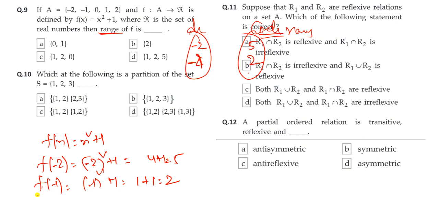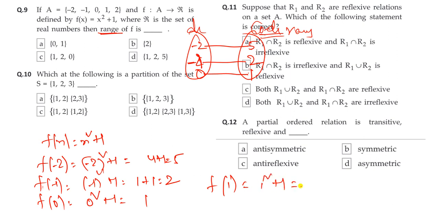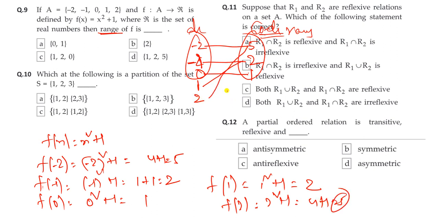And come to the next, 0. f of 0 equals 0 square plus 1, which is 1. So for the value 0 we get 1. For -2 we get 5, for -1 we get 2, for 0 we get 1. And next, f of 1 equals 1 square plus 1, which is 2. So for 1 also we get 2. Similarly, f of 2 equals 2 square plus 1, 4 plus 1, then 5. So for 2 also we get 5.